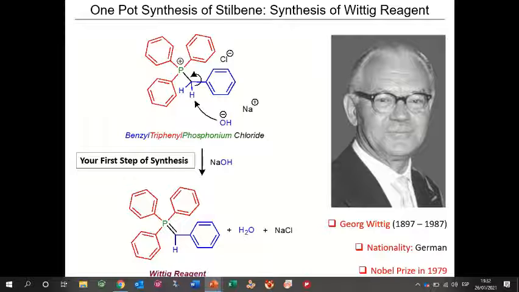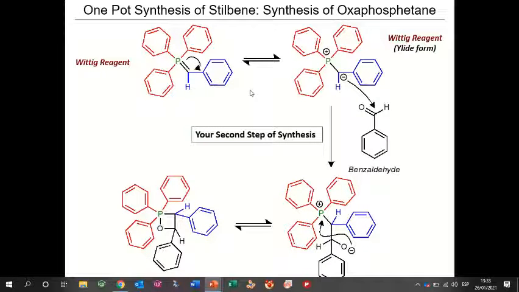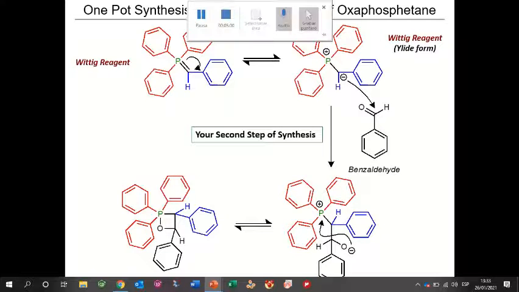In this case, the first step is in aqueous sodium hydroxide, and we are going to get the Wittig reagent plus water plus sodium chloride. The Wittig reagent has a tautomeric equilibrium between these two conformations, in which this conformation is the one where you have more localized the positive and the negative charge in both the phosphorus and the carbon.